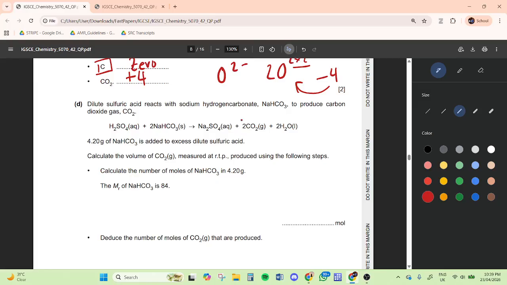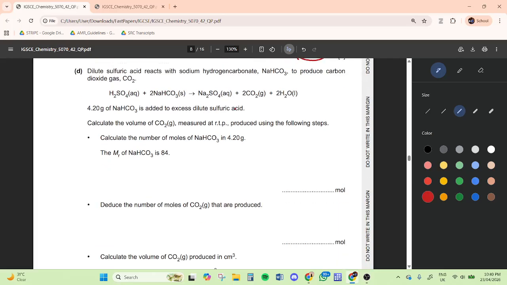All right, another mole question. Dilute sulfuric acid reacts with sodium hydrogen carbonate to produce carbon dioxide gas. So that's the equation over here. 4.2 grams of sodium hydrogen carbonate is added to excess dilute sulfuric acid. Calculate the volume of CO2 measured at room temperature and pressure produced using the following steps. So again, they're giving you the steps to make it easier for you to get the mark and to make sure you don't make a mistake later on.